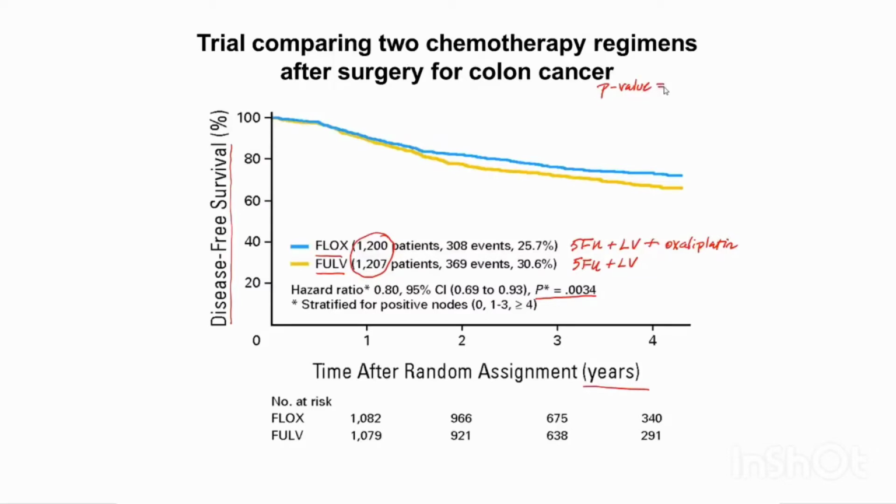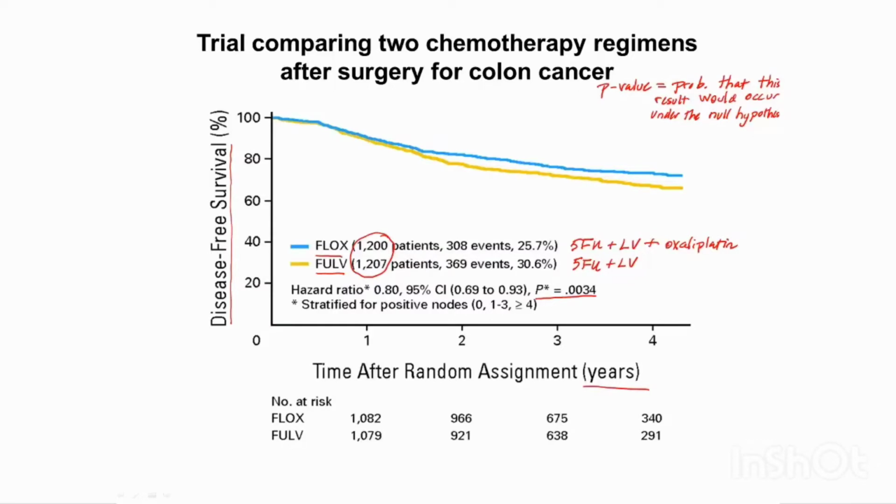The p-value equals the probability that this result would occur under the null hypothesis. Null hypothesis. What is that? The null hypothesis is the hypothesis that nothing is going on.